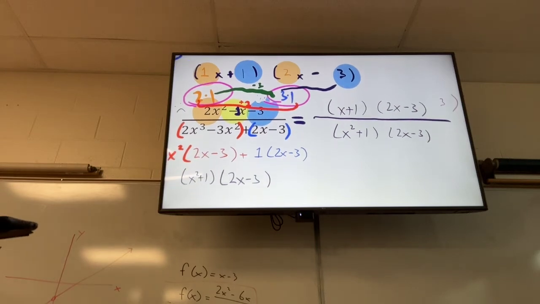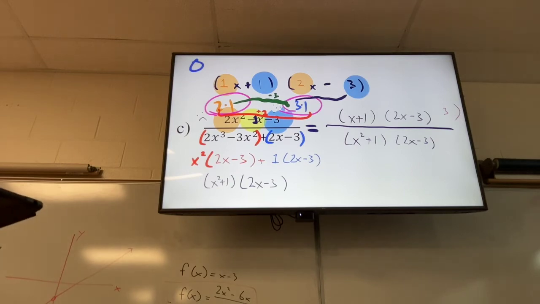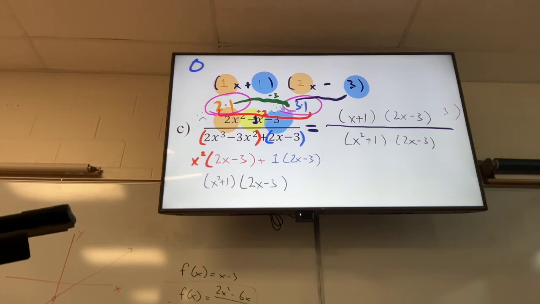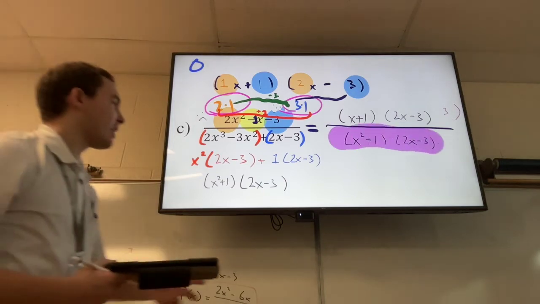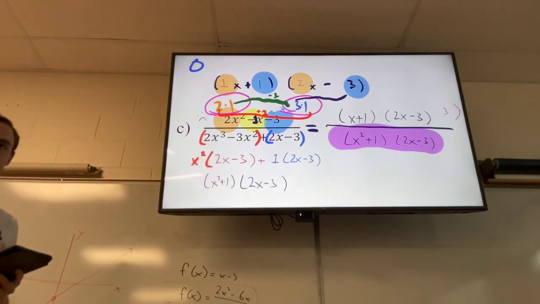So at this point, I can find my excluded values. The excluded values for this function, if we highlight the bottom, are found if we set the bottom equal to 0. Okay?